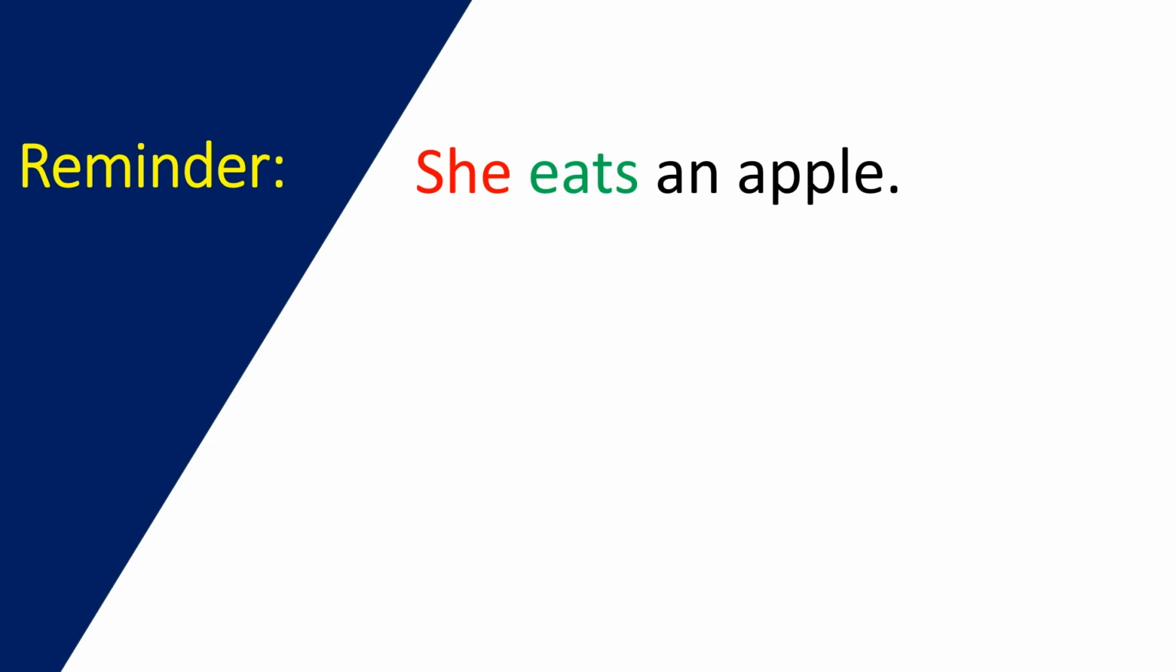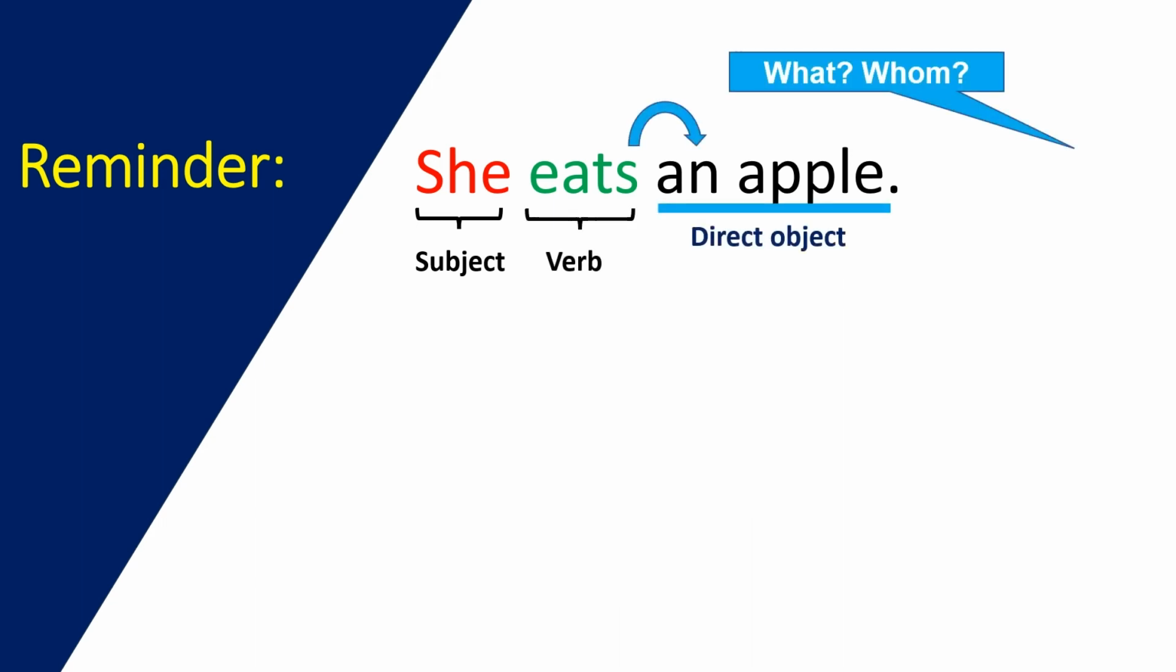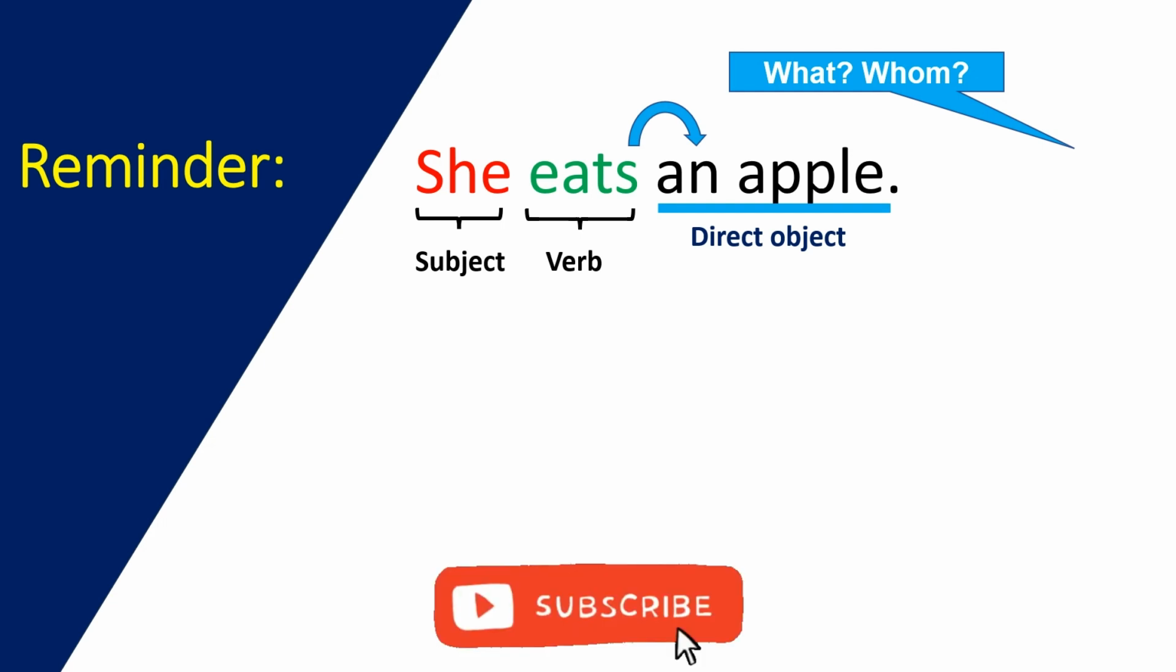First, a little reminder. If we take this sentence, she eats an apple, we saw in the previous lesson that she is the subject, eats is the verb, and an apple is what's left, the direct object, which answers the question what: she eats what? An apple is the direct object of the verb.